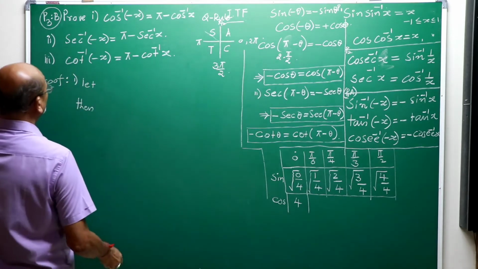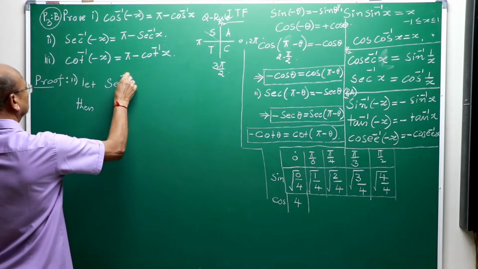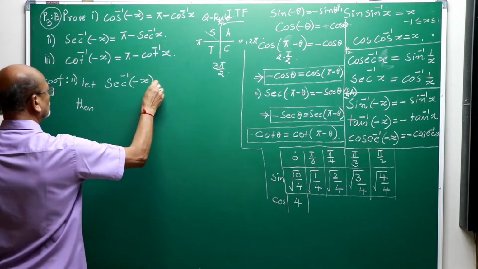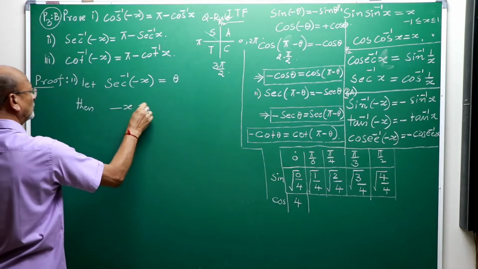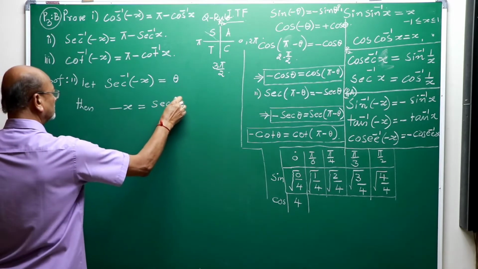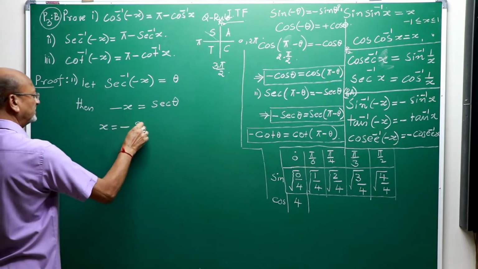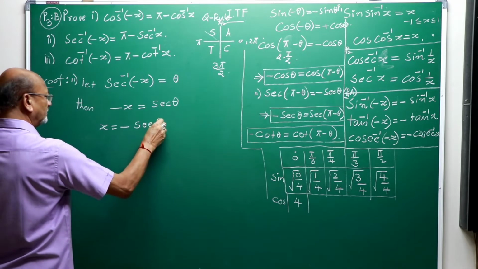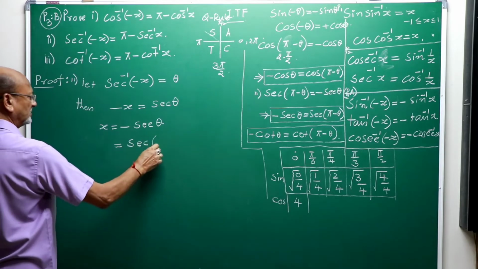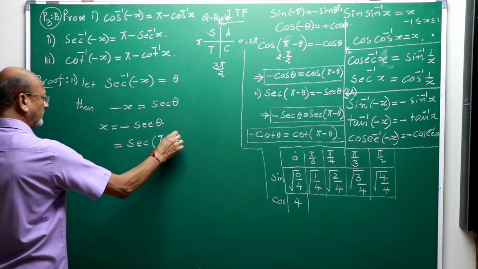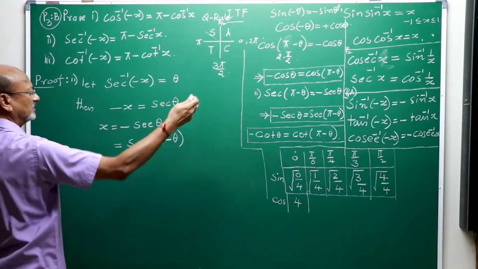Let sec inverse of minus x equal to theta. Then by definition, minus x equal to sec theta. Therefore, x equal to minus sec theta. To shift from minus to plus sec, replace your angle by pi minus theta. The result is explained well before.